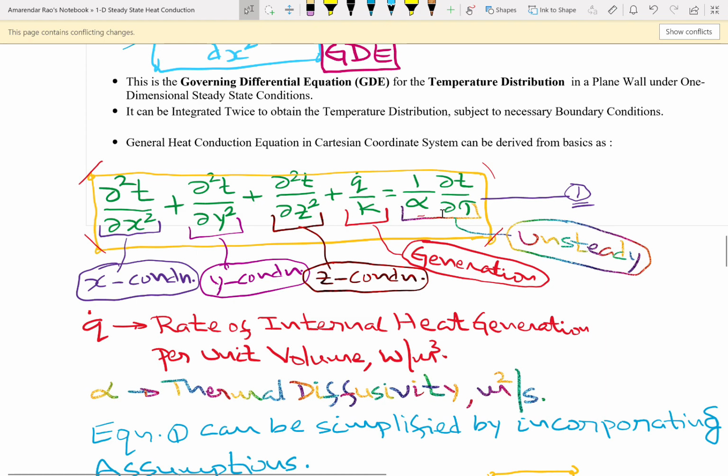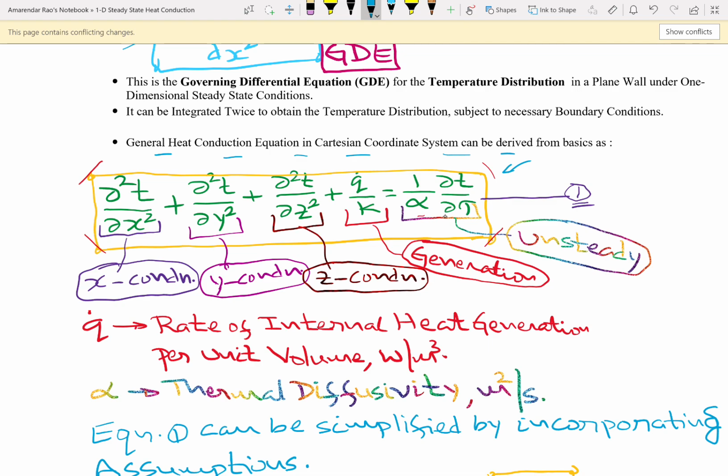We can as well get the general governing differential equation by simplifying the general heat conduction equation in the Cartesian coordinate system or XYZ system. By following a standard procedure, we can show that the general heat conduction equation is given by del square T by del x square plus del square T by del y square plus del square T by del z square plus q dot by k is equal to 1 by alpha del T by del tau, for an isotropic material, which means constant properties.